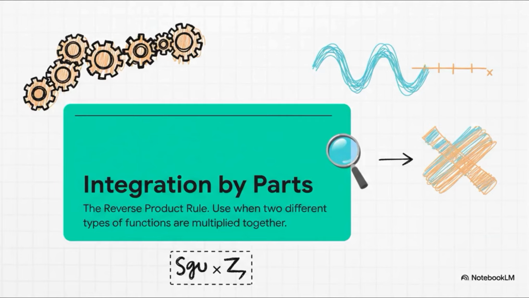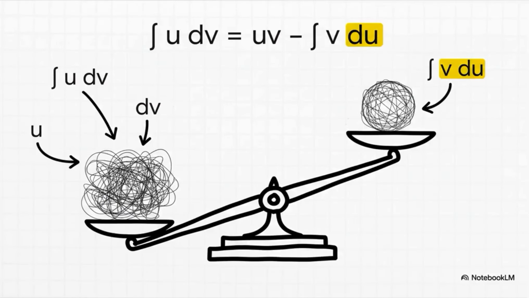This is the technique we go to when the integral looks less like a nested doll and more like two totally different functions just being multiplied together. Think something like x times cosine of x. And here's its famous formula.